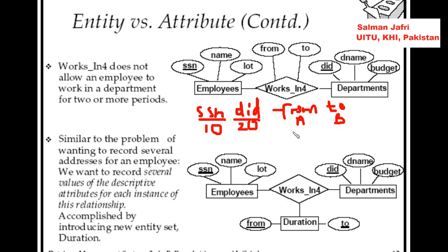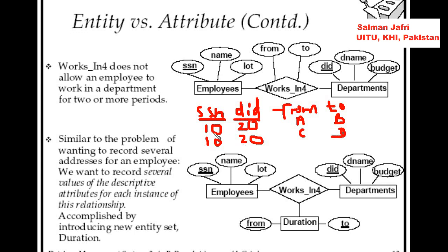What if employee number 10 works in department 20 from duration C and from duration D? What I would do, I would write 10, 20, C and D. But in fact I cannot write this.